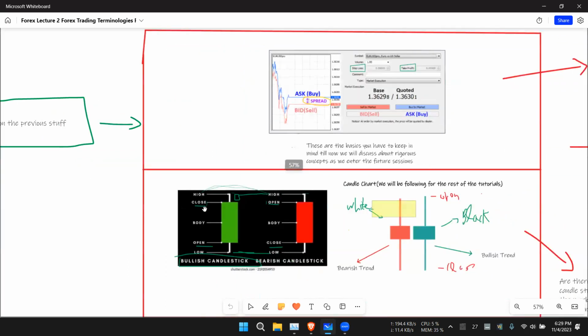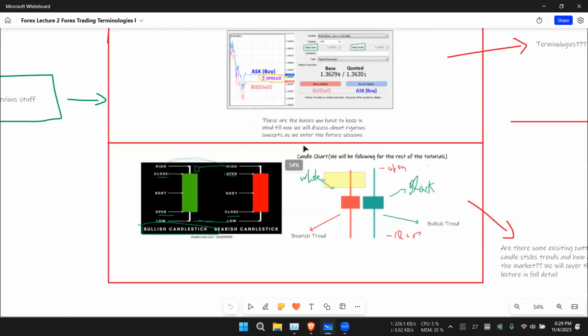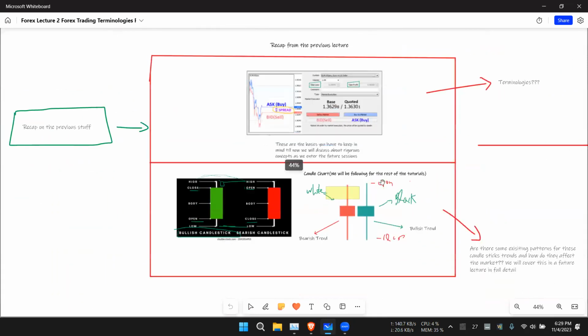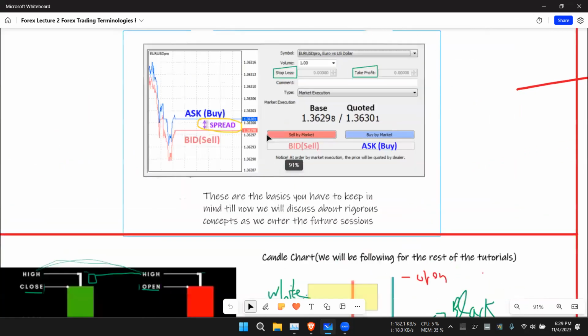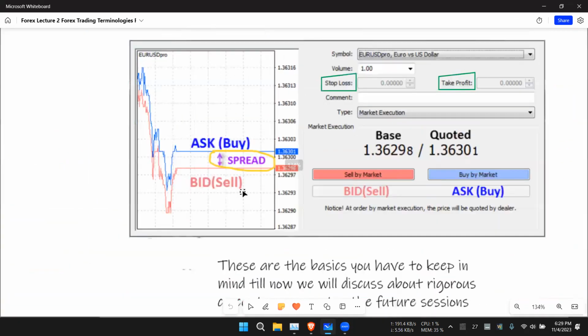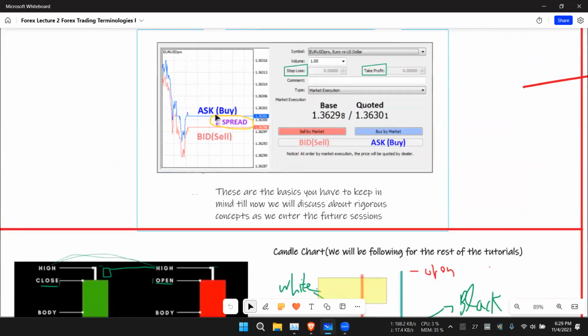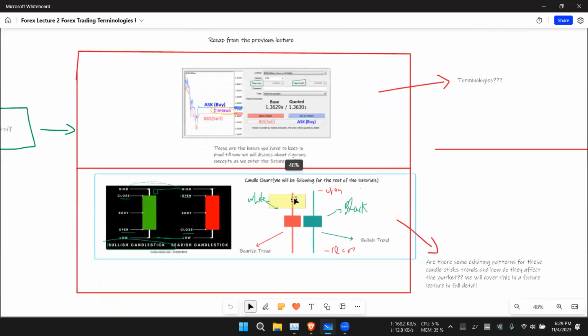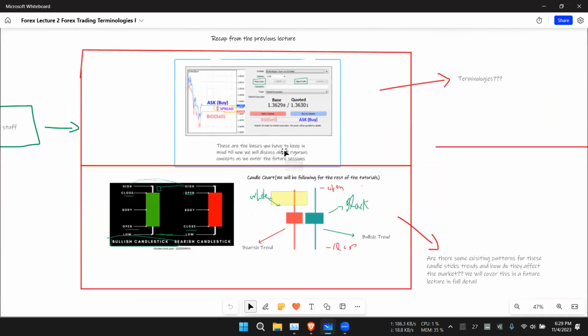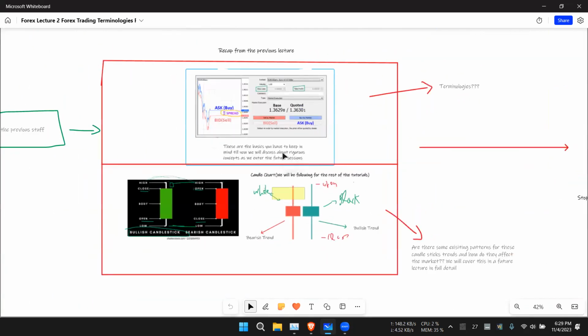So from the previous one, one quick question, yeah, Etnan. We buy at the ask and we sell at the bid, correct? Yeah, definitely. We buy at the ask, sell at the bid. Gotcha. I just want to make sure of that.